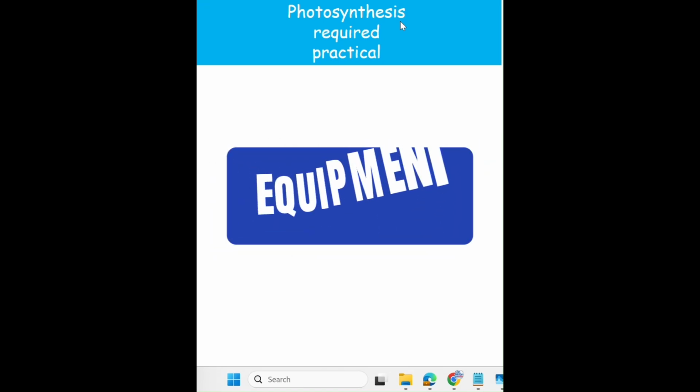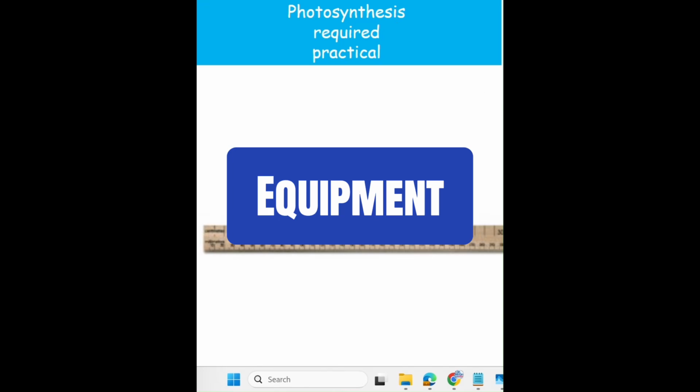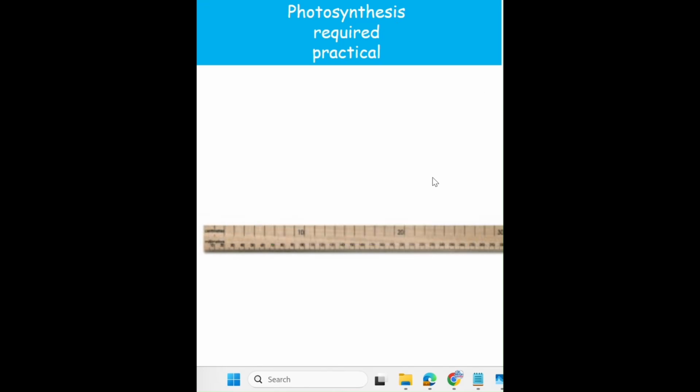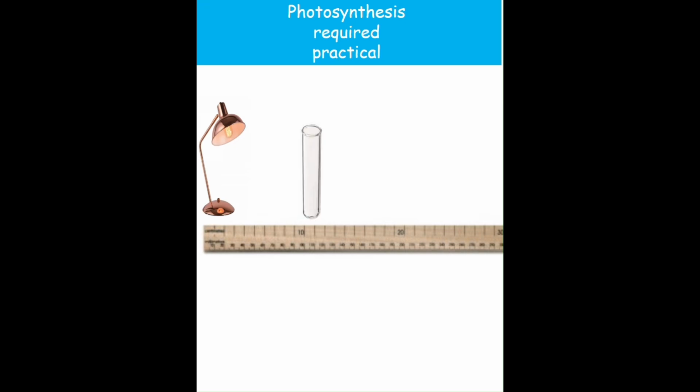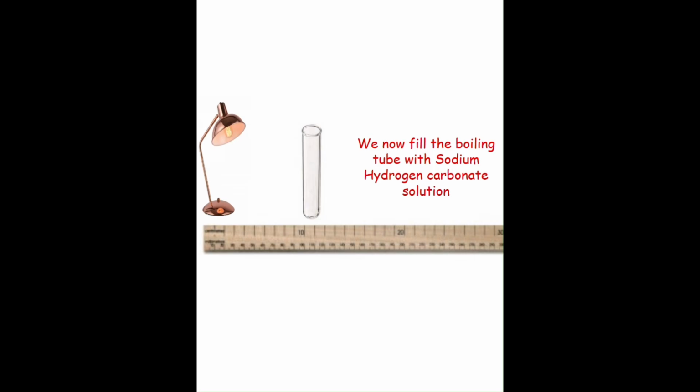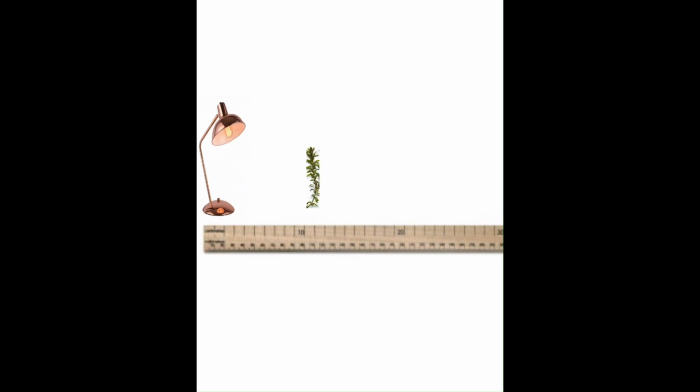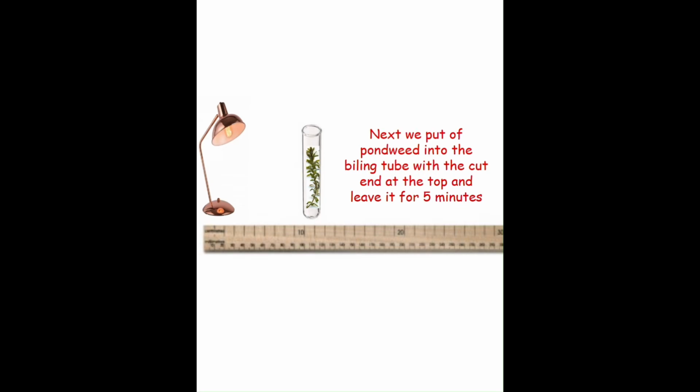First of all, the easiest thing to know is what equipment we are going to use. So you start off with a meter rule, and then you will need a lamp, and it has to be an LED lamp. And then you take a boiling tube and you place it 10 centimeters away from the lamp, and then you have to fill the boiling tube with sodium hydrogen carbonate, and then you place pondweed into the boiling tube with a cut end at the top, and then you leave it for 5 minutes.